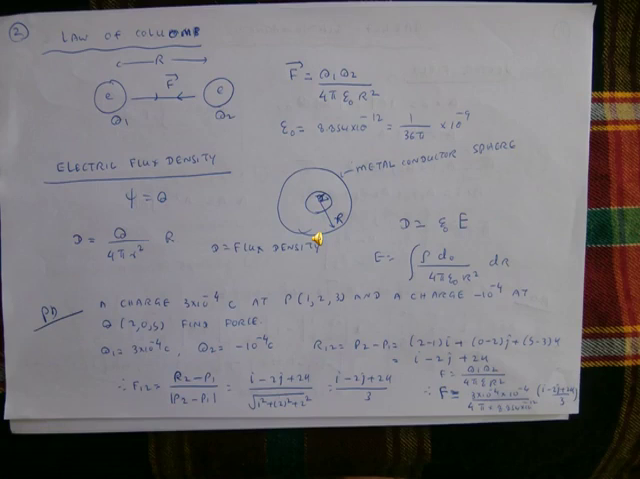There are two electric charges, Q1 and Q2. They are separated by the distance R and the force between them is F. In this case, the F vector can be calculated. F vector equals Q1 multiplied by Q2 divided by 4 pi E0 R square.